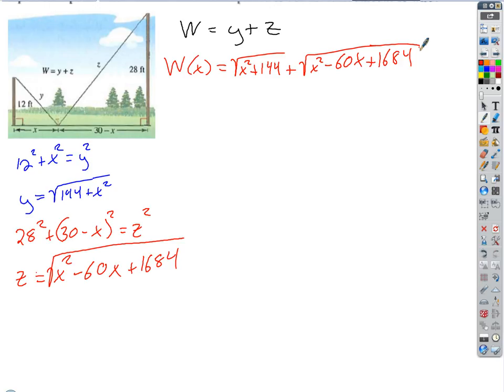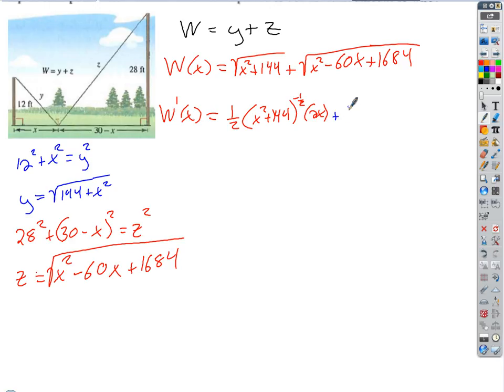That's pretty ugly. Are we probably going to do a second derivative here? No, we're not going to do a second derivative. We don't need it. We'll use the first derivative test instead, in this case. Second derivative will not be convenient. So what's w prime going to do? It's going to be 1/2 times (x squared plus 144) to the negative 1/2 times 2x.